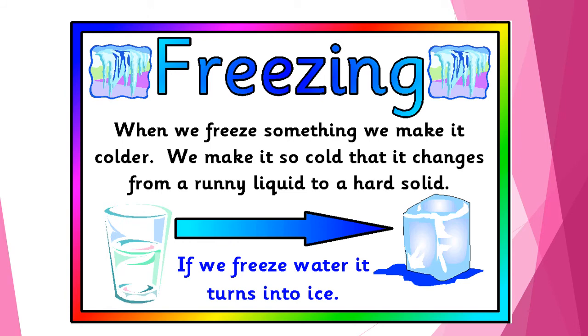The next process in changing of materials is freezing. When we freeze something, we make it colder. We make it so cold that it changes from a runny liquid to a hard solid. The best example is liquid water change into ice.